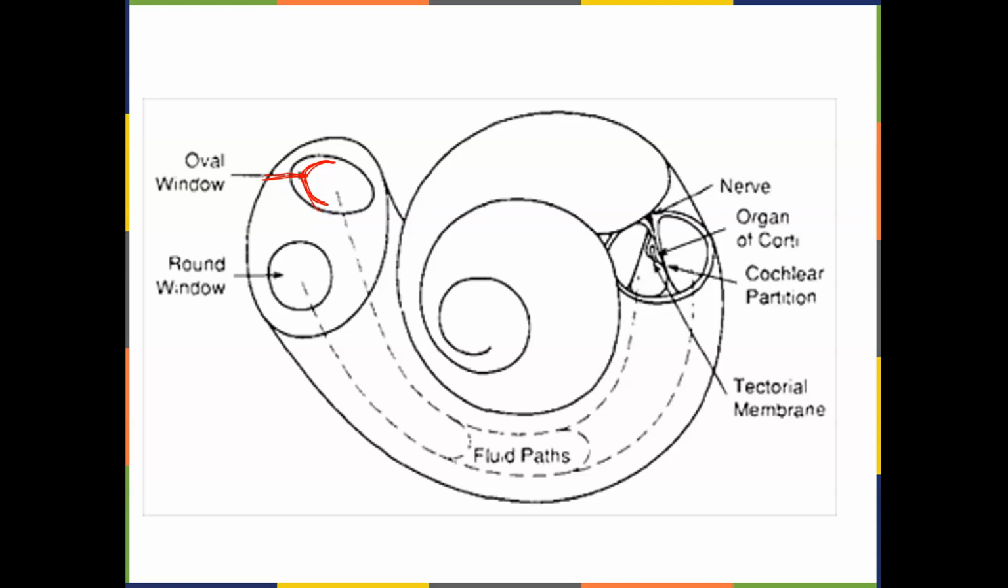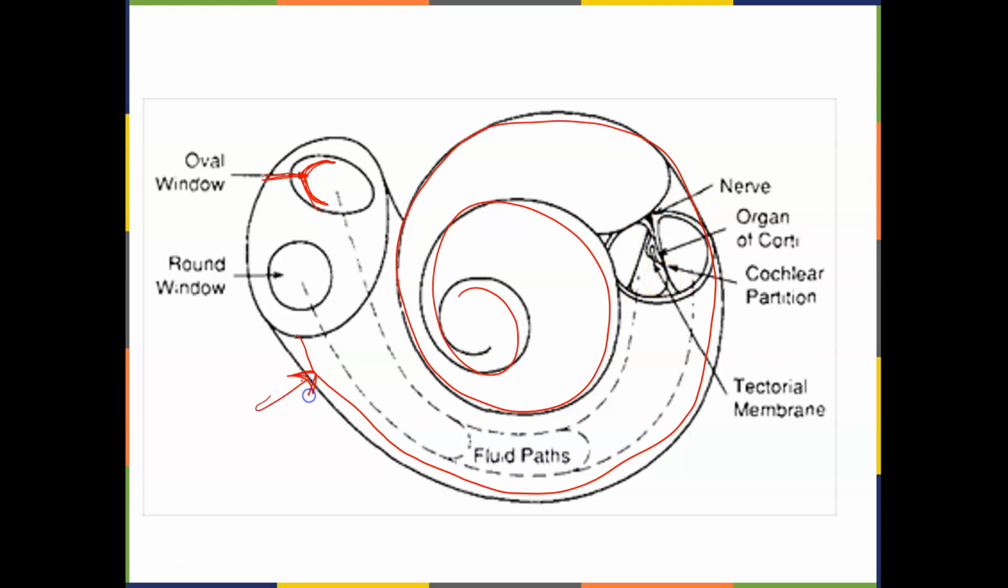Anyways, so what you see here is a snail-shaped coil, and we'll see a different representation of this in a minute. And along the length of this pathway, you will find the organ of Corti and the membranous labyrinth. The membranous labyrinth is basically this dashed line. So you have a nerve, the organ of Corti where the hair cells are, and then the cochlear partition, which is separating the membranous labyrinth from the bony labyrinth. And then we have the tectorial membrane. I'll talk about that in a few minutes.